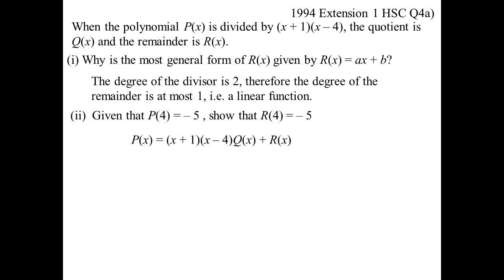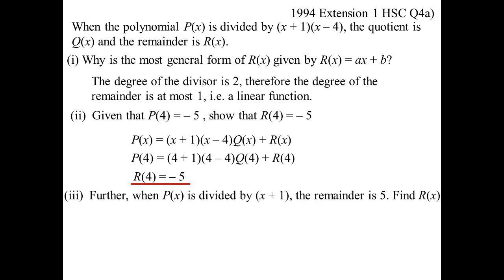Again, we'll sub in what we know. We know polynomial 4 is negative 5, so there's polynomial 4. So remainder 4, we get it straight away, is negative 5. Now, they've given us a bit more information, and we have to go and find the remainder. Okay, so remainder 4 is negative 5. That's what we just found. So 4a plus b is negative 5 when we substitute it in.